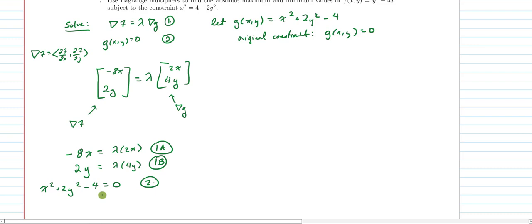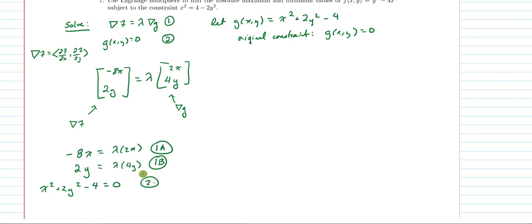So we've got these three equations now, and we've got three unknowns, and that's sort of the beauty of using this method of Lagrange multipliers, is that by introducing the scalar lambda, we now have a system of three equations, three unknowns, which we may be able to solve.